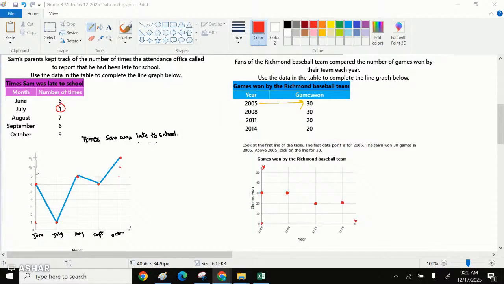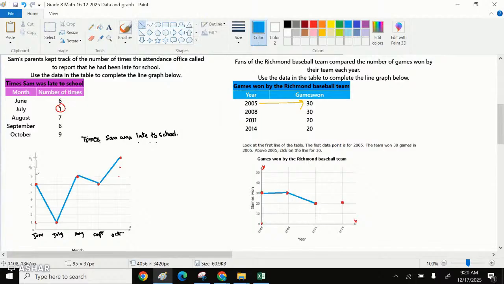So what we do is we join the points together. That means from 2005 to 2006, they had a consistent performance, right? But what happened after 2008 was that their performance went down. They were winning 30 games. Now they won only 20 games in that duration, right?